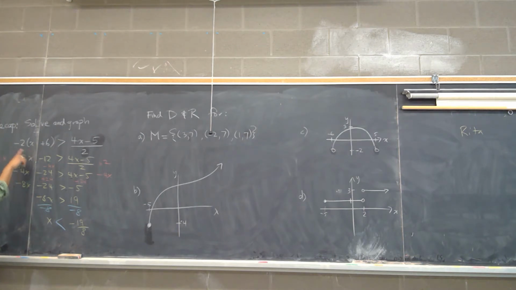Let me just double check that I did this right. Negative 2, blah, blah, blah, negative 12. I think it looks good. Can someone from the class double check that I did this right? Thanks, Adam. And now I have to graph this thing.